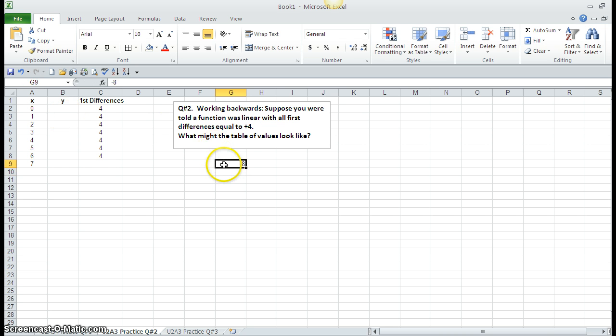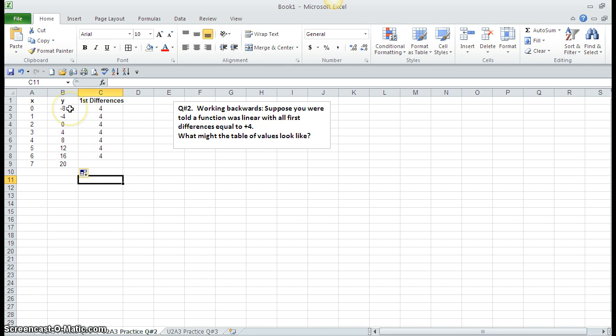I don't want it here, I want it up here. Start at negative 8. I just have to make sure that these y values go up by a value of 4 every time. So again, the beauty of Excel, I can put a formula in here. Equals, notice the formula appears up here as well. B2, that's my first y value, plus 4. Negative 8 plus 4 would be negative 4. I can copy that formula all the way down, and I can see all my y values go up by 4. So there's a possible table of values for all the first differences of 4.